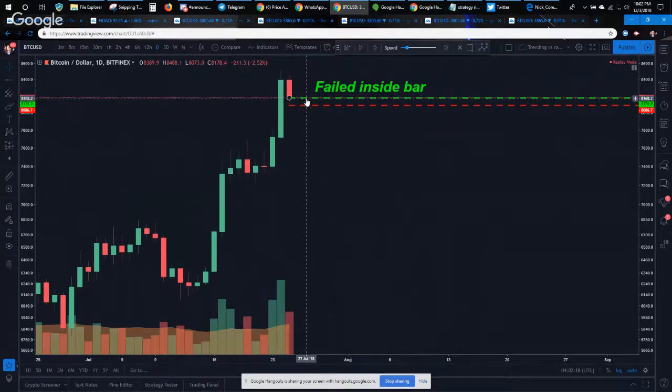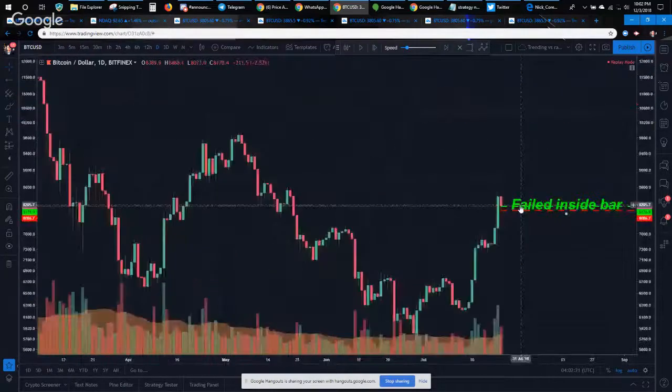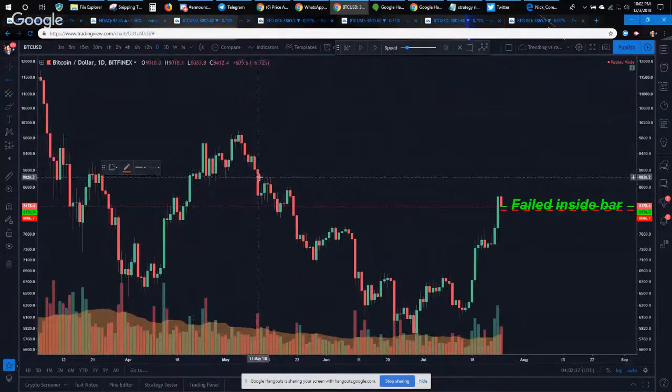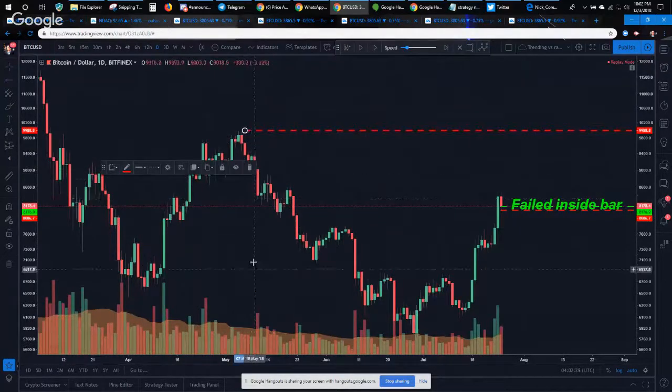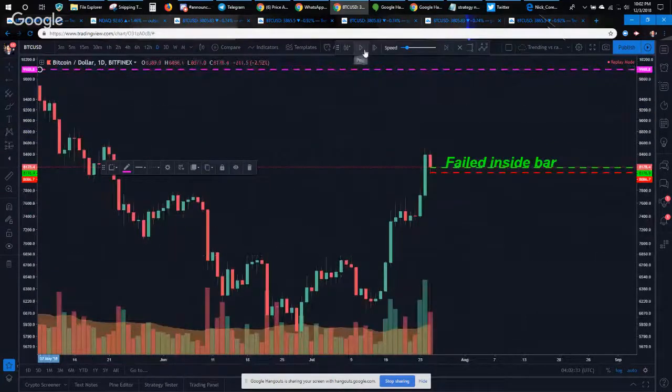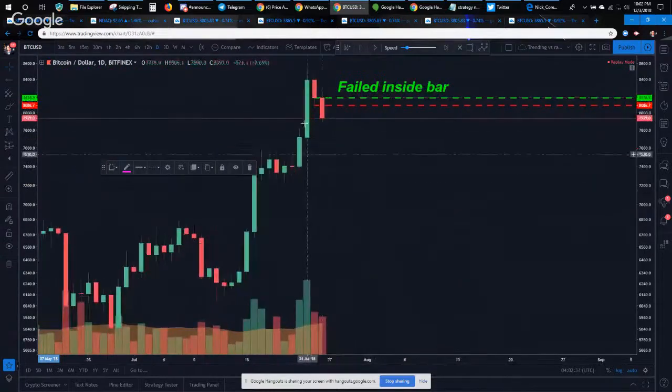Drinking too much coffee too late at night. Place our entry there, and where would we place our take profits? In this case, not knowing that this is going to fail, we would typically place our take profit right around here. This is a failed inside bar setup. Again, this is why you use stop losses. As it entered in, we can see what happened, instantly stopped out.